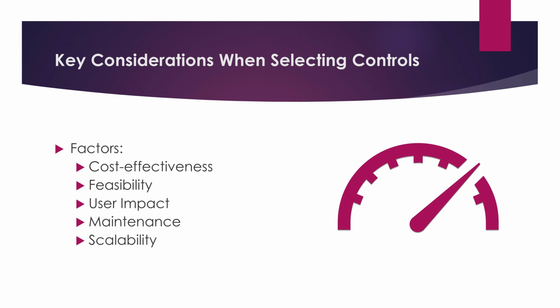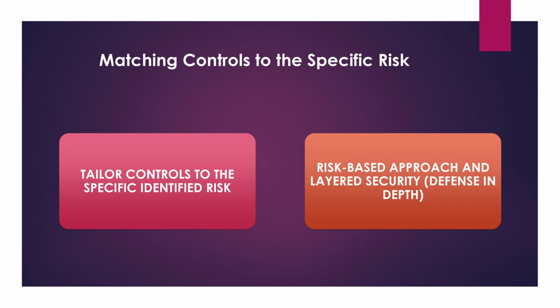When selecting controls, several factors come into play. You need to consider the cost-effectiveness of the control, its feasibility to implement within your environment, the potential impact on users, how easy it is to maintain, and whether it can scale as your organization grows. It's crucial to select controls that are specifically tailored to address the identified risk. A risk-based approach ensures you're tackling the root causes.